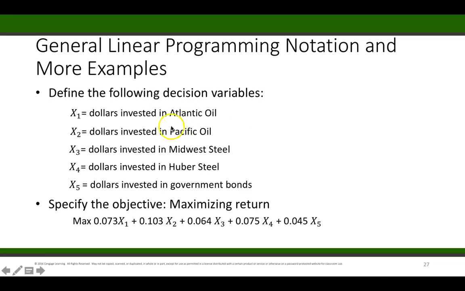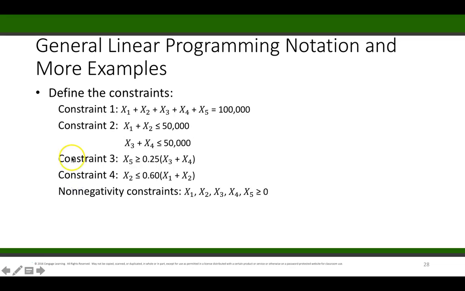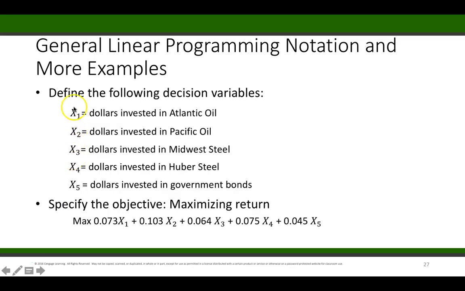So how do I go about this? Now you could have used other letters. So let's say you could have said A, P, M, H, and G, and the whole thing would be the same. But here, usually when you have a larger number of variables, you usually use X with subscripts. So you have five variables here: the dollars invested in Atlantic Oil, the dollars invested in Pacific Oil, dollars invested in Midwest Steel, and dollars invested in Huber Steel, and finally dollars invested in government bonds.